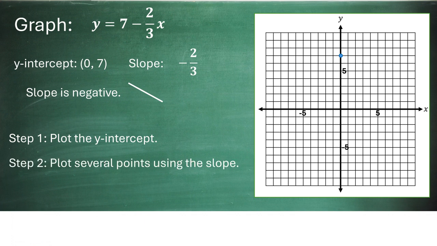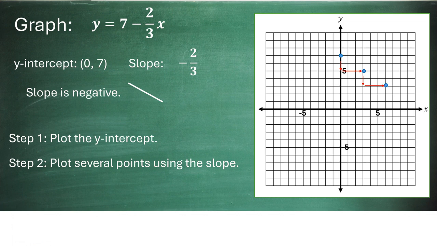So we are going to plot several points. The way we do that is we travel down 2 and to the right 3. Sometimes in math, we call this the rise over the run. So we are rising in the negative direction and we are running in the positive direction, and then we plot our point. We can do this again to get to our next point.